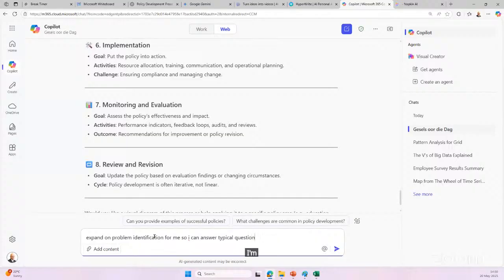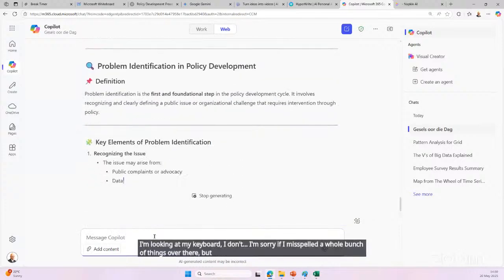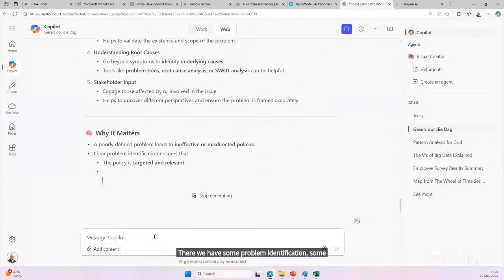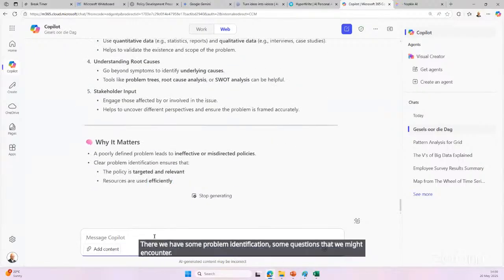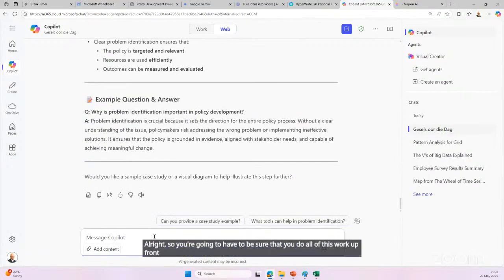I'm looking at my keyboard. I'm sorry if I misspelled a whole bunch of things over there. But okay, there we have some problem identification, some questions that we might encounter. So you're going to have to be sure that you do all of this work up front before you go ahead and create your presentation and present it, because you're guaranteed to be asked many, many questions associated with your presentation.